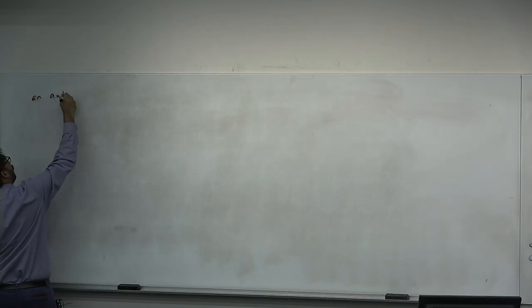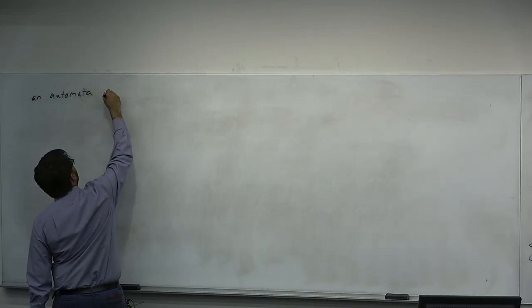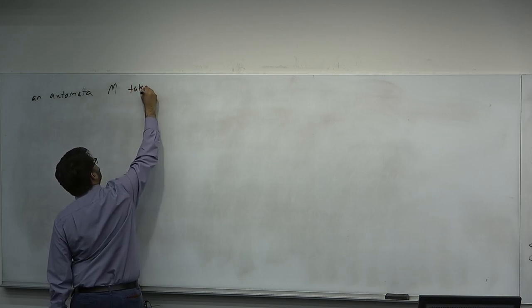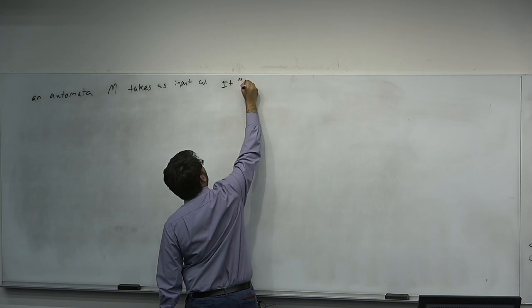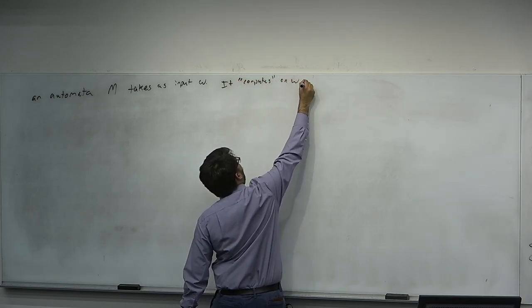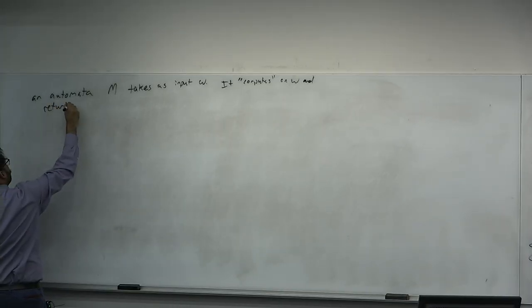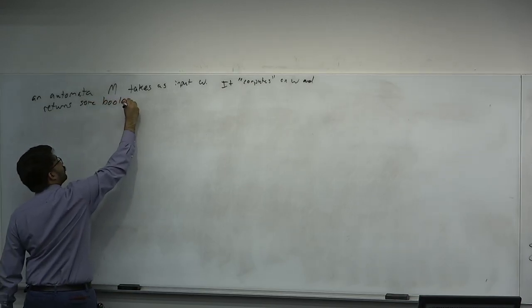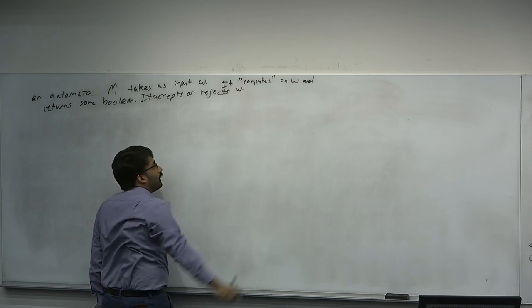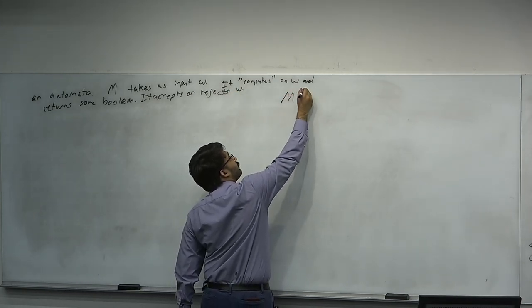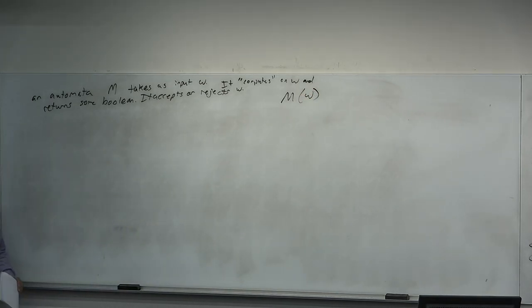An automata, or a computational model, or decision procedure, or process, we'll just call it M, takes as input W. Then it computes on W and returns some Boolean. It accepts or rejects W, right? And when we run M on W, the way we say this is we say M of W, kind of functionally, right? W is given as the input to machine M. Now, M here is vaguely defined, because we'll have many different kinds of models of automata, and they'll have different ways of computing and different ways of accepting.